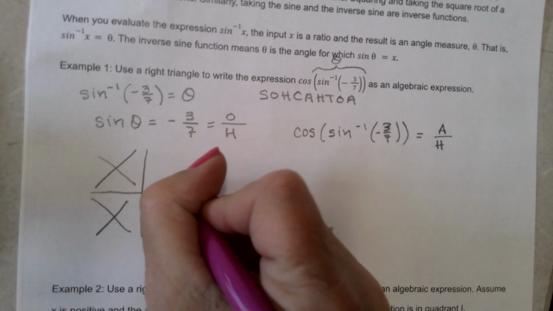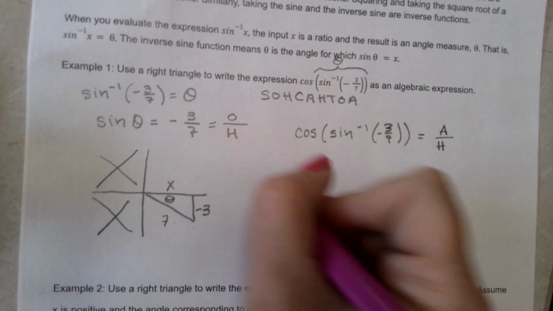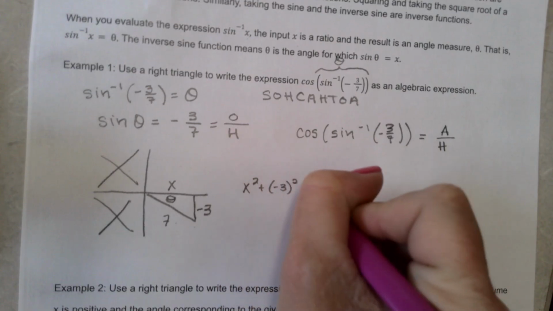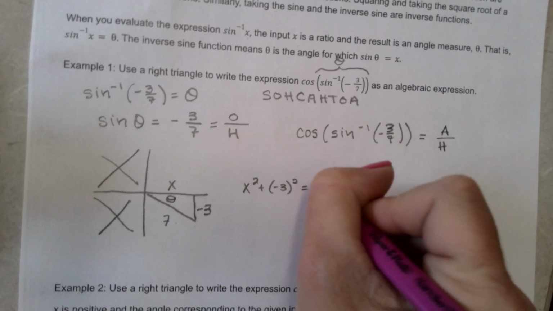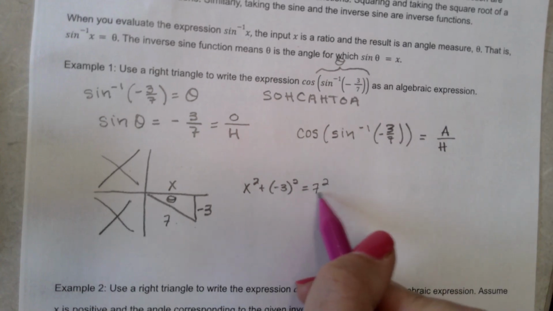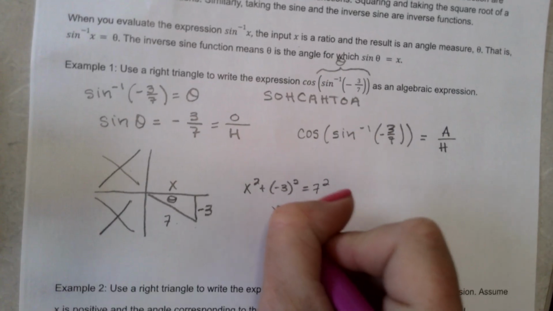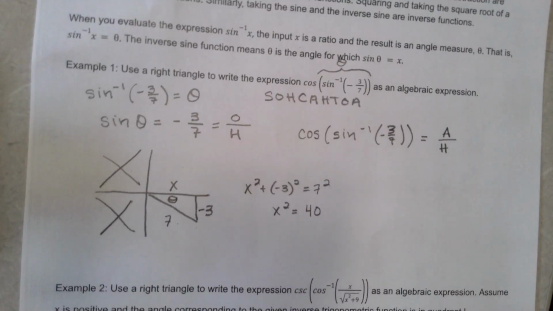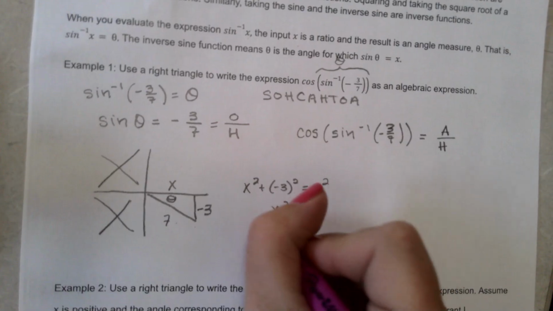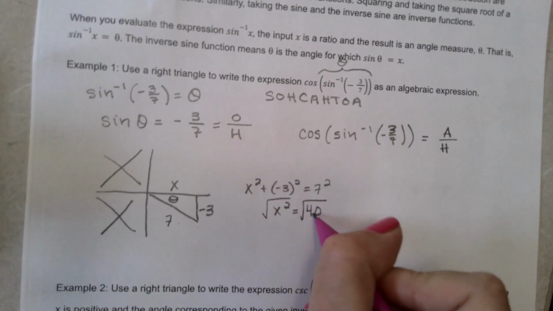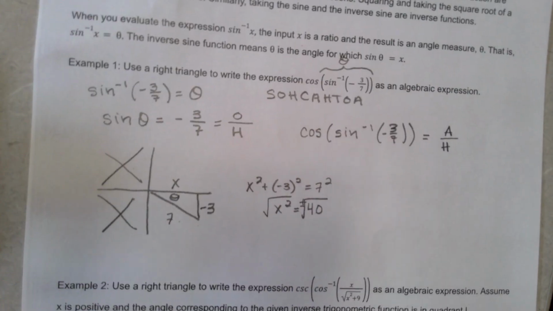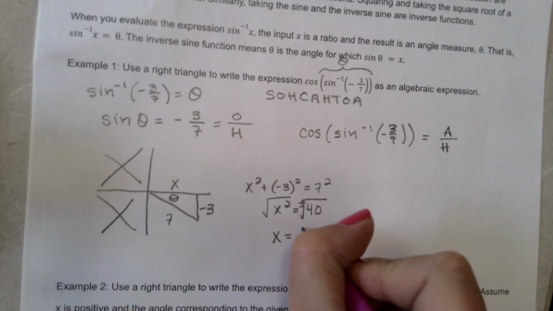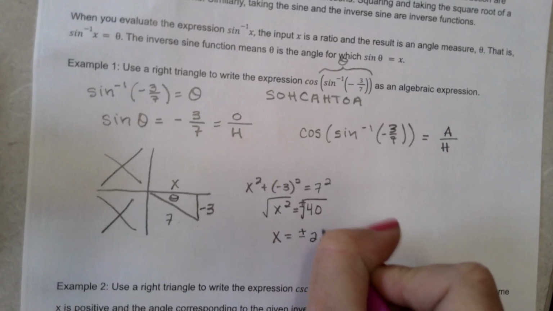So I'm going to call this x because it's moving in the x direction. So x squared plus negative 3 squared is going to equal 7 squared. This is 49, this is 9, so x squared is going to equal 40. Then taking the square root of both sides, this is a number, so I'm remembering plus or minus. So I get x equals plus or minus 2 square roots of 10.